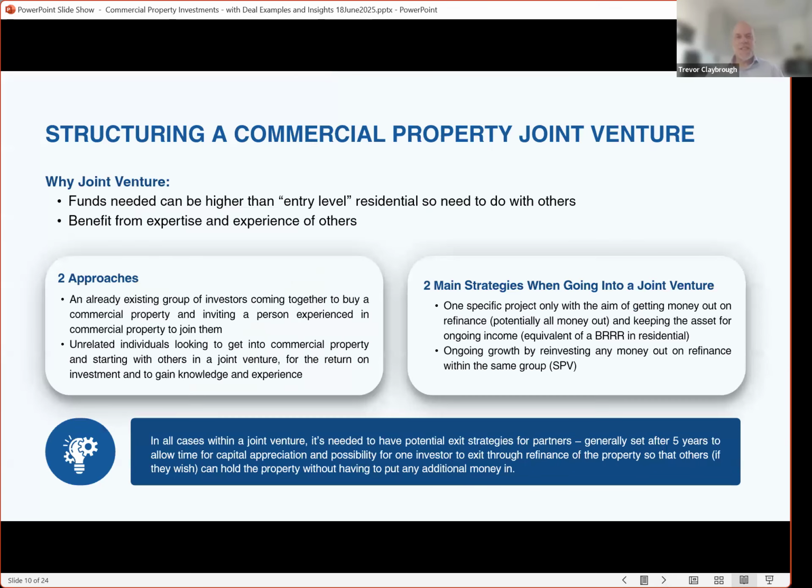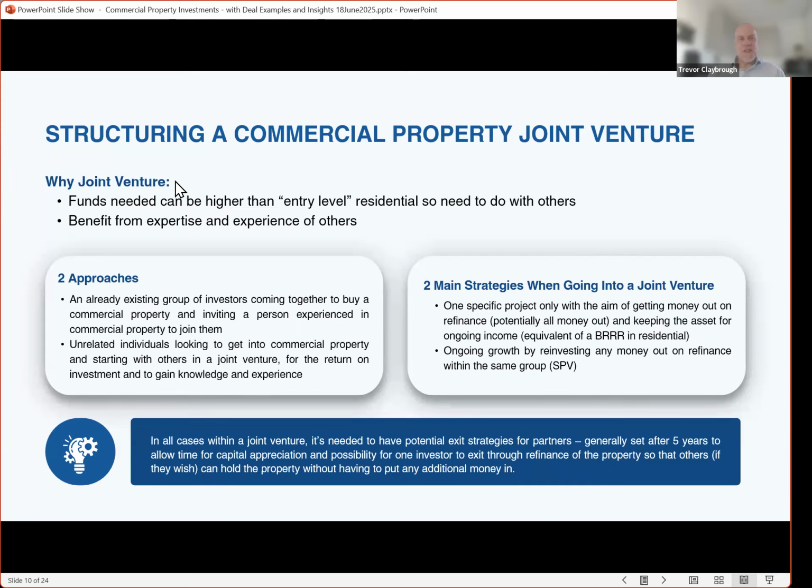So part of this presentation is about joint ventures in commercial property and how they work. So I'm going to speak a little about this, and then we're going to look at a specific example that we have at the moment.